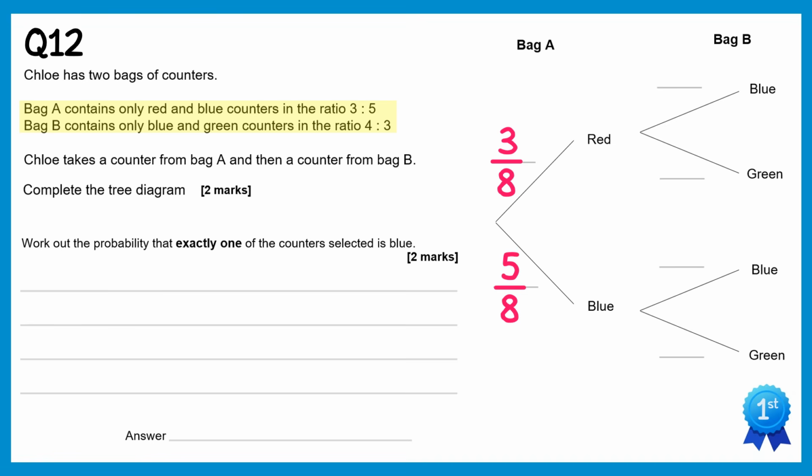If we do the same process for the next bag, we've got blue and green in the ratio 4 to 3. This time that's a total of 7 parts, so blue would be 4 over 7, and green will be 3 over 7. And it's the same for the bottom branches as well.